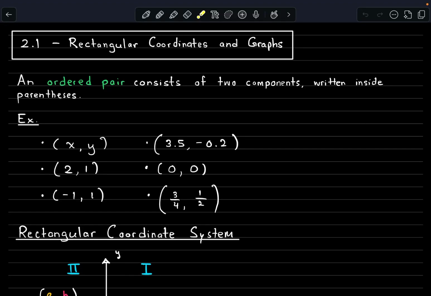Okay, welcome back everyone. This is chapter 2.1, rectangular coordinates and graphs.